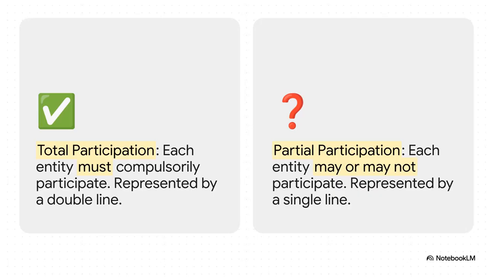This tells us if a connection is mandatory or optional. Total participation, and you'll see this shown with a double line, means every entity has to be in that relationship. For example, every student must be enrolled in at least one course. But partial participation, a single line, means it's optional. A course might exist with 0 students enrolled in it yet.